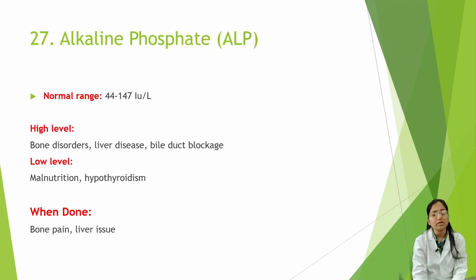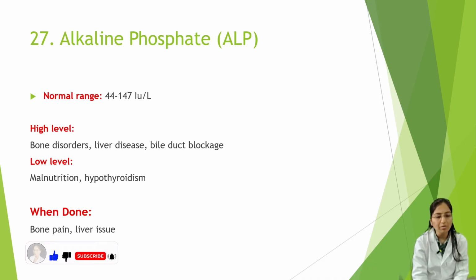Okay, next one is alkaline phosphatase, ALP. Normal range is 44 to 147 IU per liter. If this level is increased, we can see bone disorders, liver disease, and bile duct blockage. If it is at a low level, malnutrition or hypothyroidism. This test is done in cases of bone pain and liver issues.